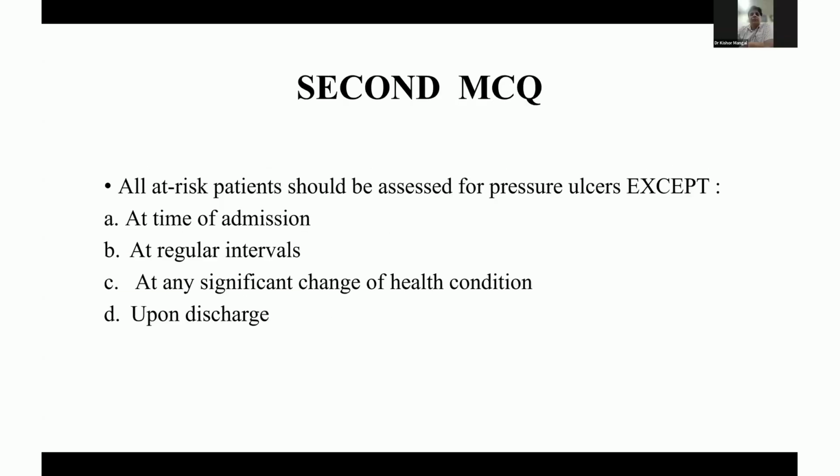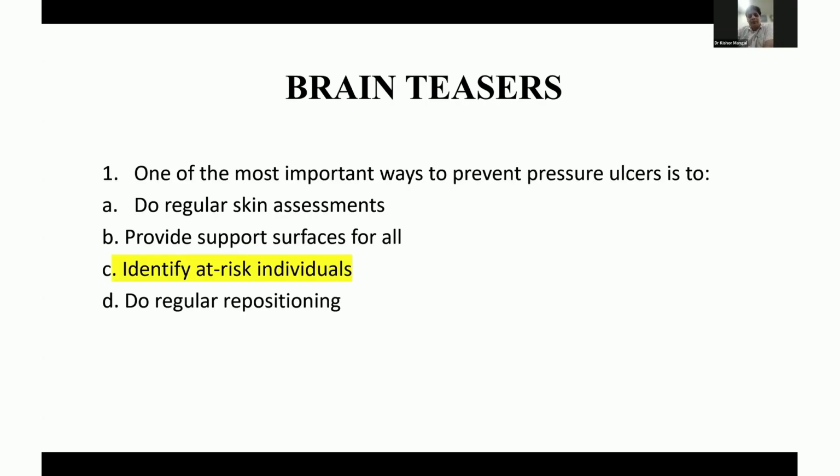Doing regular skin assessment, providing support surface, doing regular positioning, identifying at-risk individuals, these are all important things to prevent pressure ulcer. But probably step one is identifying the at-risk individuals. So that is why option C is considered the correct one here. But all of them are important things which can help in preventing pressure ulcers.